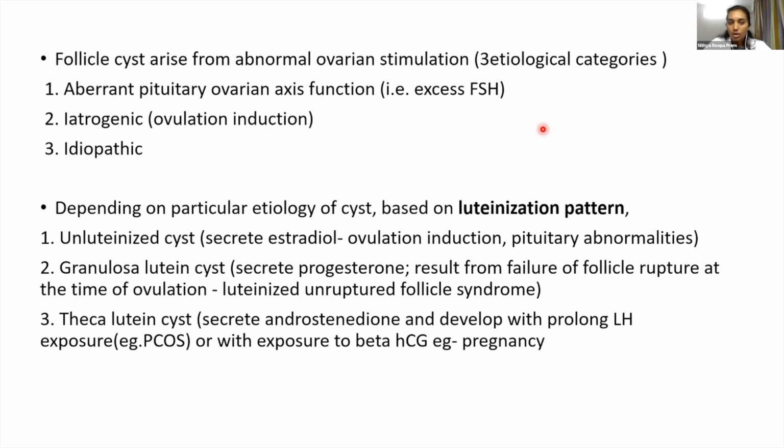Depending on the particular etiology of the cyst, based on the luteinization pattern, an unluteinized cyst would secrete estradiol in clinical scenarios like ovulation induction, pituitary abnormalities, and idiopathic. Then granulosa lutein cyst would secrete progesterone, resulting from failure of follicle rupture at the time of ovulation. It's known as luteinized unruptured follicle syndrome. Then theca lutein cyst would secrete androstenedione. It develops with prolonged LH exposure, for example PCOS, or with exposure to beta HCG in case of pregnancy.